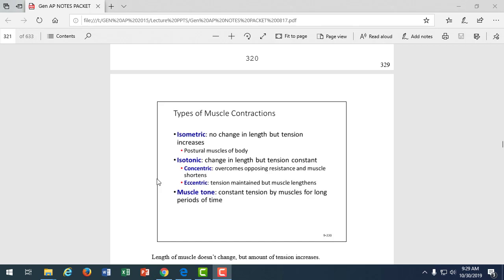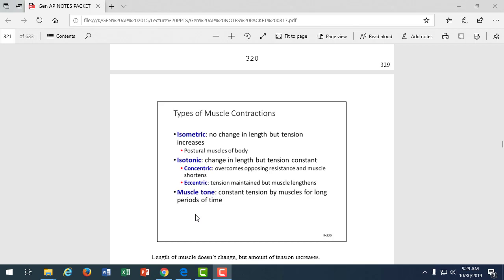And we actually can build muscle stronger and faster by focusing on the eccentric part of the motion. So when you're thinking, if you do lift weights or you're going to start, just think about that motion where you're going back down. Really go slowly and give that its attention, because you get more muscle strength faster focusing on that eccentric motion. So muscle tone is just a constant tension that muscles have for a period of time.